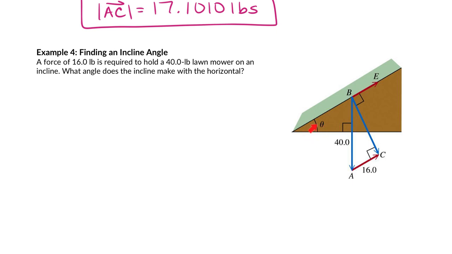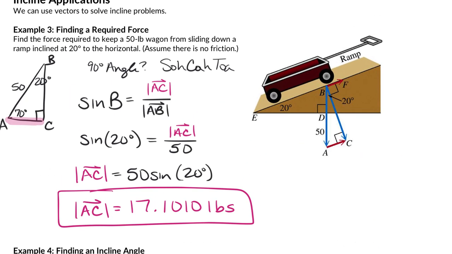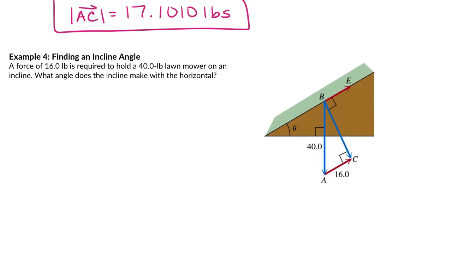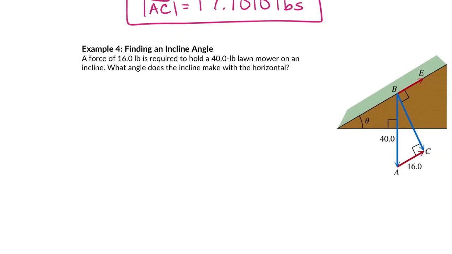If we remember what happened last time, where else did I put this 20 degrees? Where B is. So if I'm looking for this angle theta, where else am I looking for theta? Angle B. So let's draw our little triangle over here so we can really see what's happening. We have our 90-degree angle. This is A, this is C, this is B. You guys told me theta is on angle B. Vector AB has a magnitude of 40 pounds. Vector AC has a magnitude of 16 pounds.